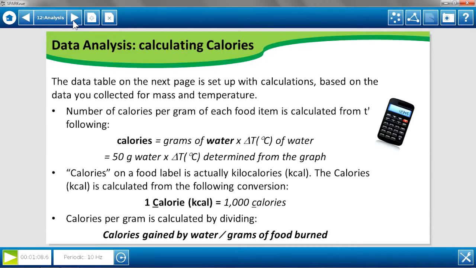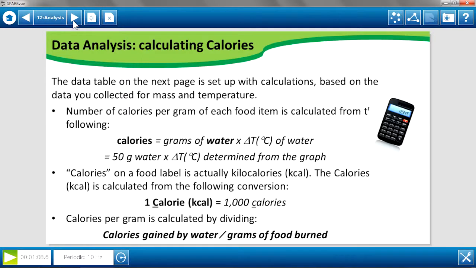Again, on the next data table, I have preset calculations that will do the math for us today. But these are the three equations that you would discuss with your students. One is just finding the calories, the heat gained by the water. So we have our 50 grams of water multiplied by the change in temperature that occurred within that water. So multiplying those values will give us the quantity of energy that is gained by the water from the food.